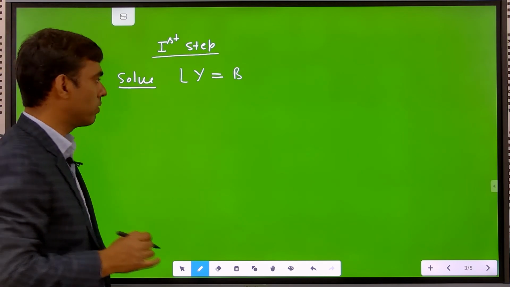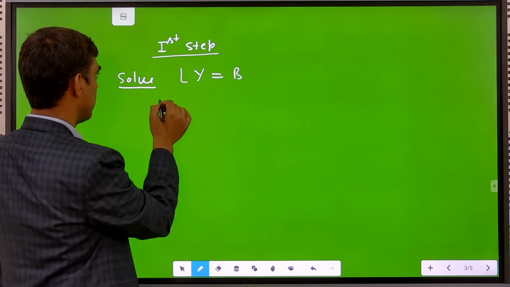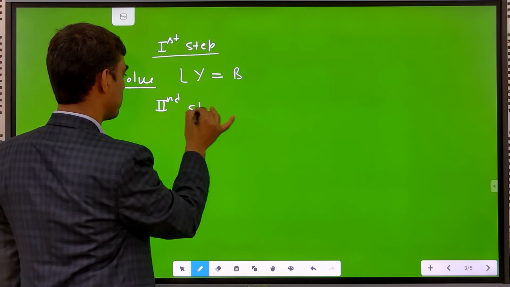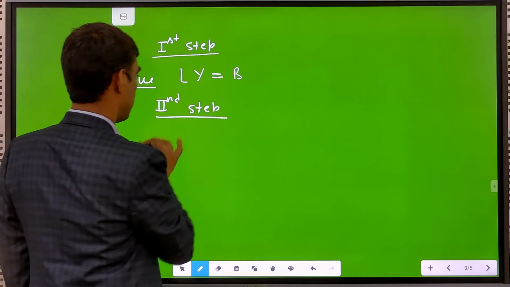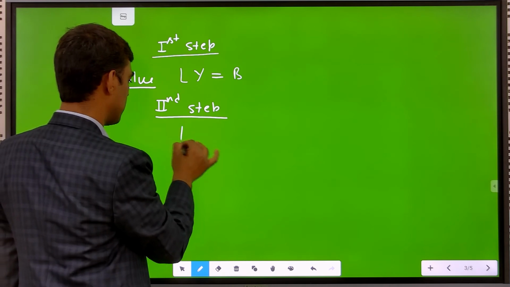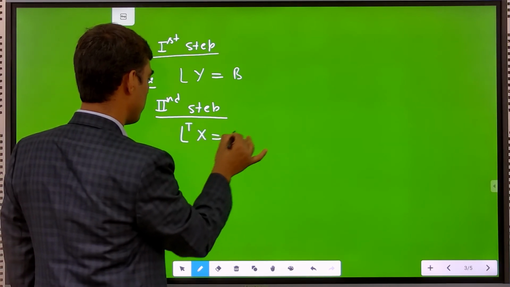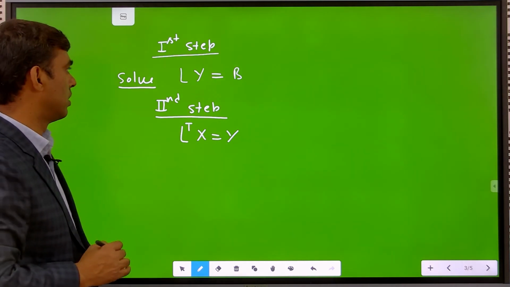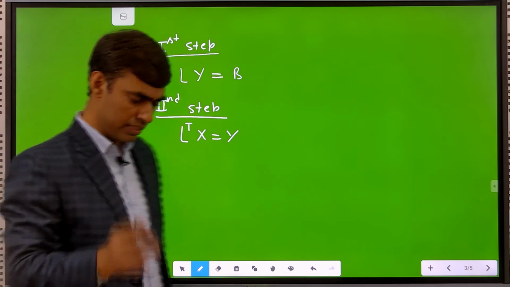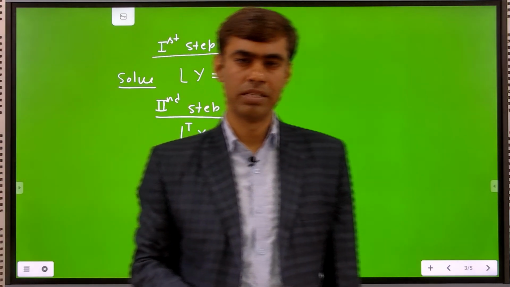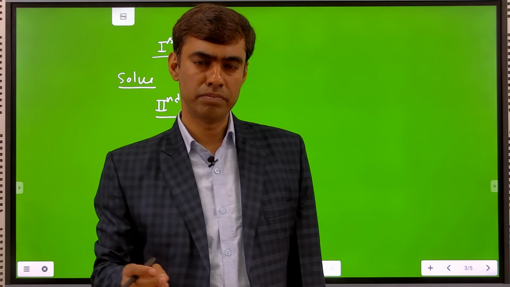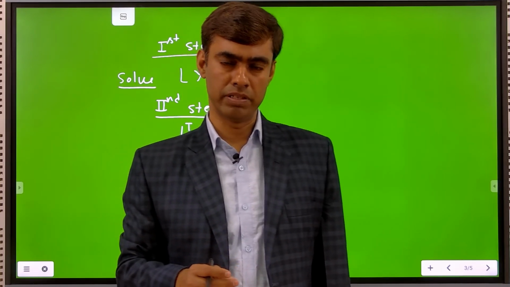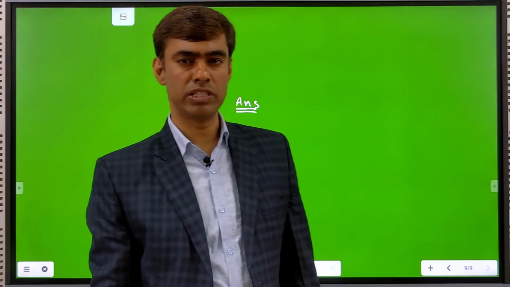Once we find the values of y, then what will happen? Then in the second step, we find the solution of L transpose x equal y, in order to find the values of our original unknowns. So this one is a summary of Cholesky's method, meaning with the help of Cholesky's method, how we find the solution of a system of linear equations. So, once again, a summary of Cholesky's method.